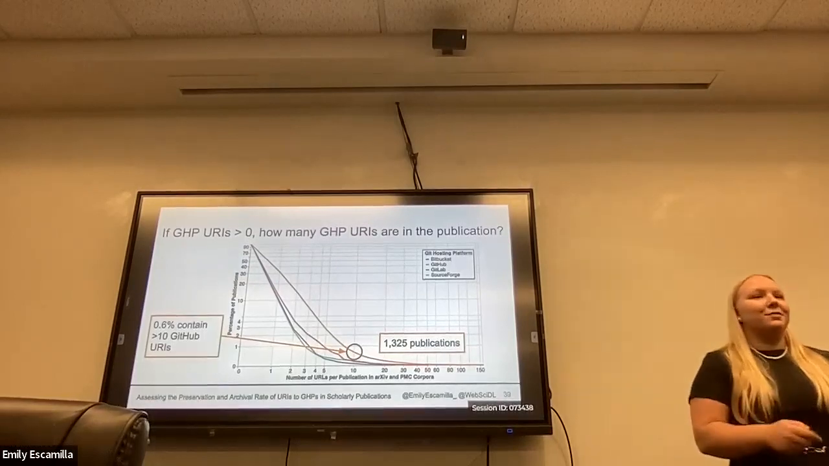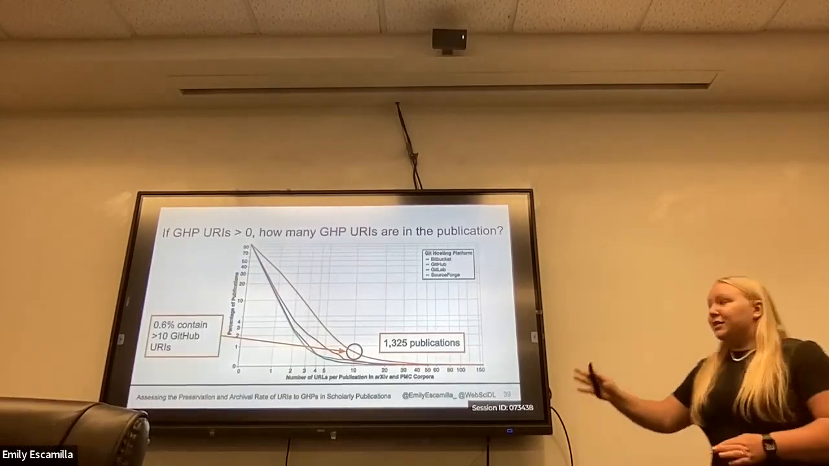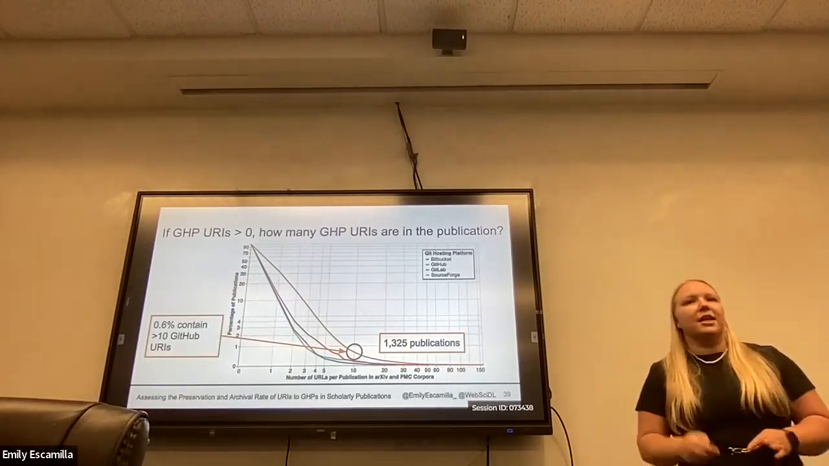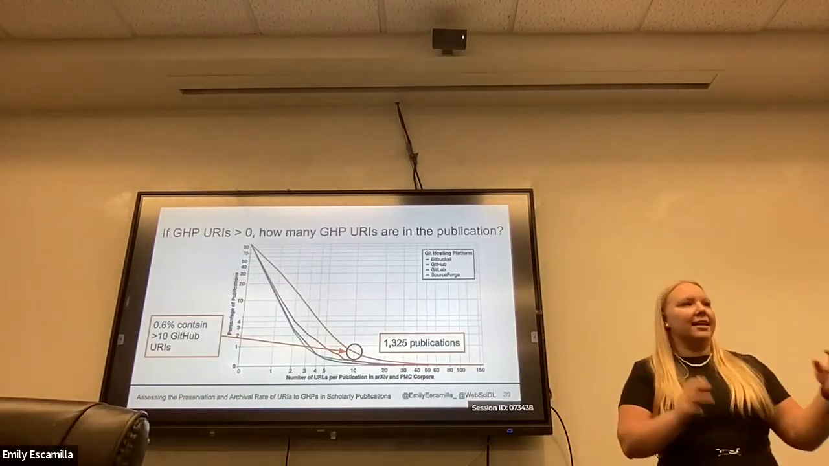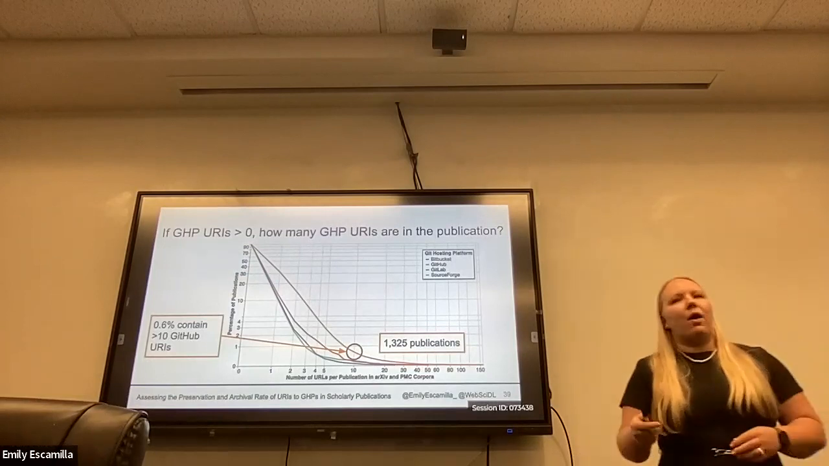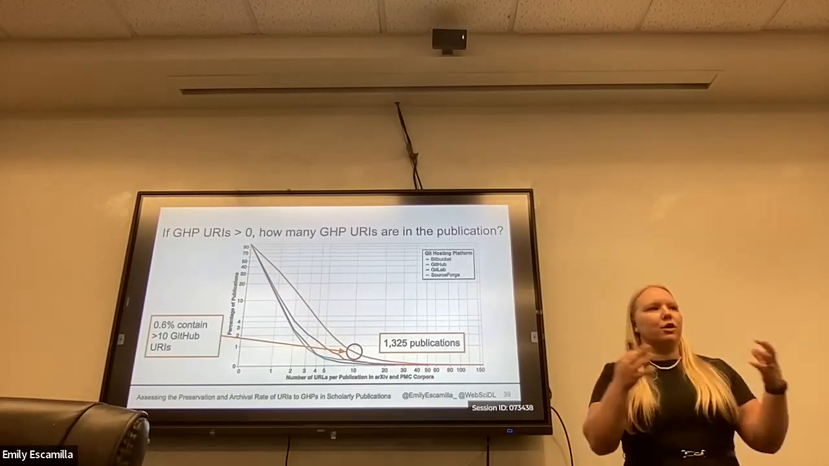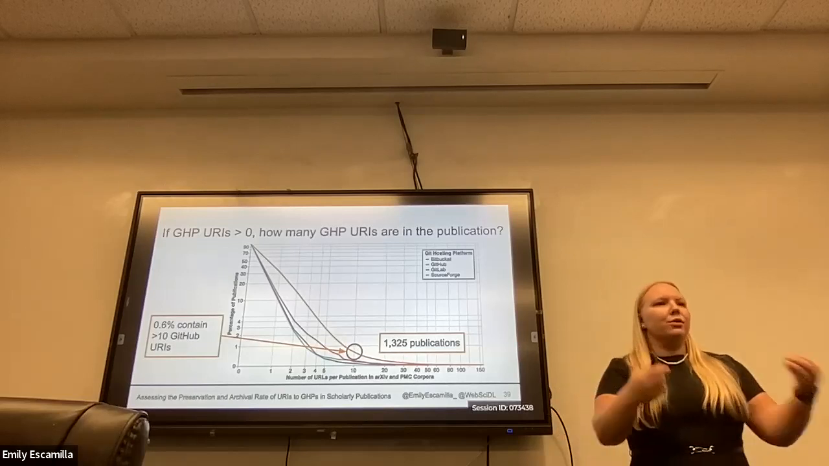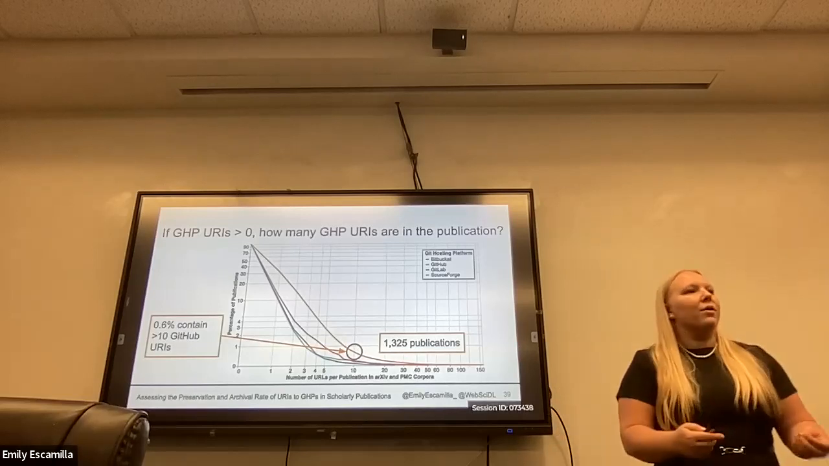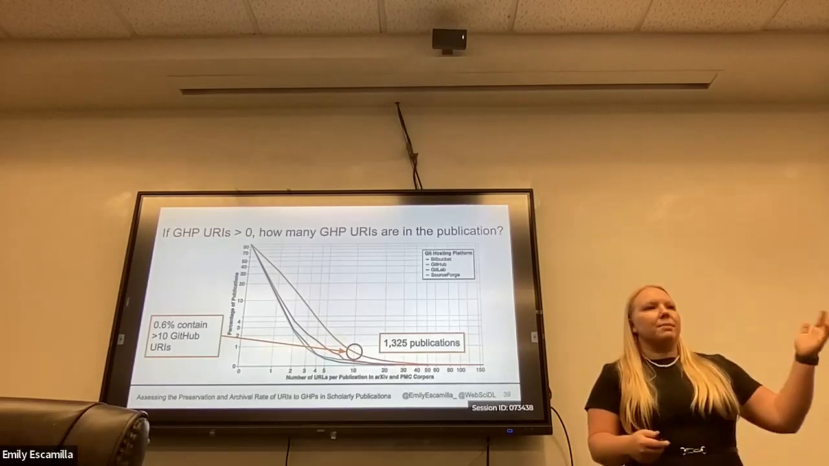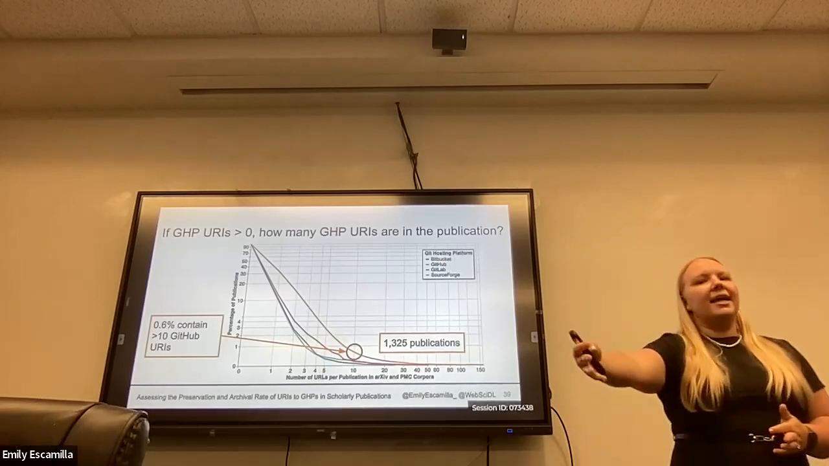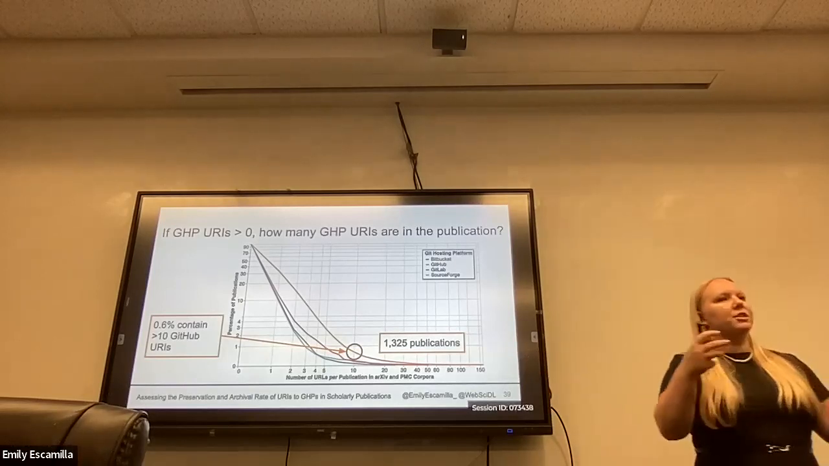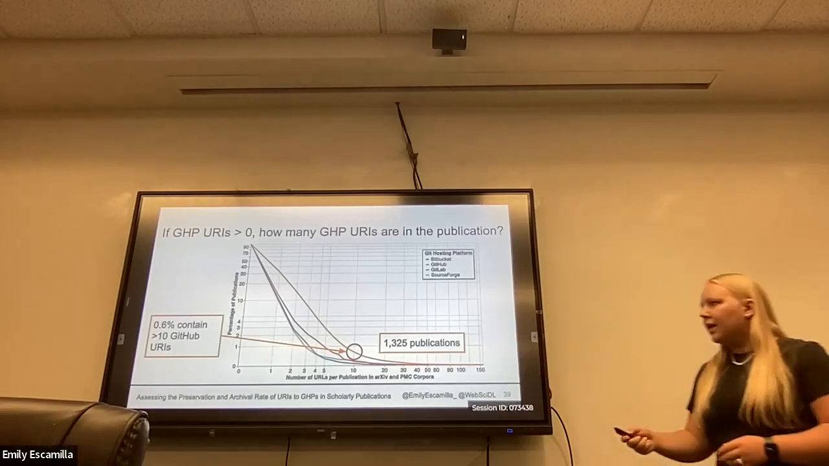As we follow even further, we see that 0.6% of our corpus contains more than 10 GitHub URIs. And a small percentage of a large number is still a large number. So that represents 1,325 publications that are containing over 10 GitHub URIs. And when you think about how scholars and authors include references and URIs in their publications, they're only including them if it matters to their research. Whether that's something that they're building on, or something that they're referencing, or something that they created, they're placing a heavy emphasis on the holdings of GitHub to support their study.